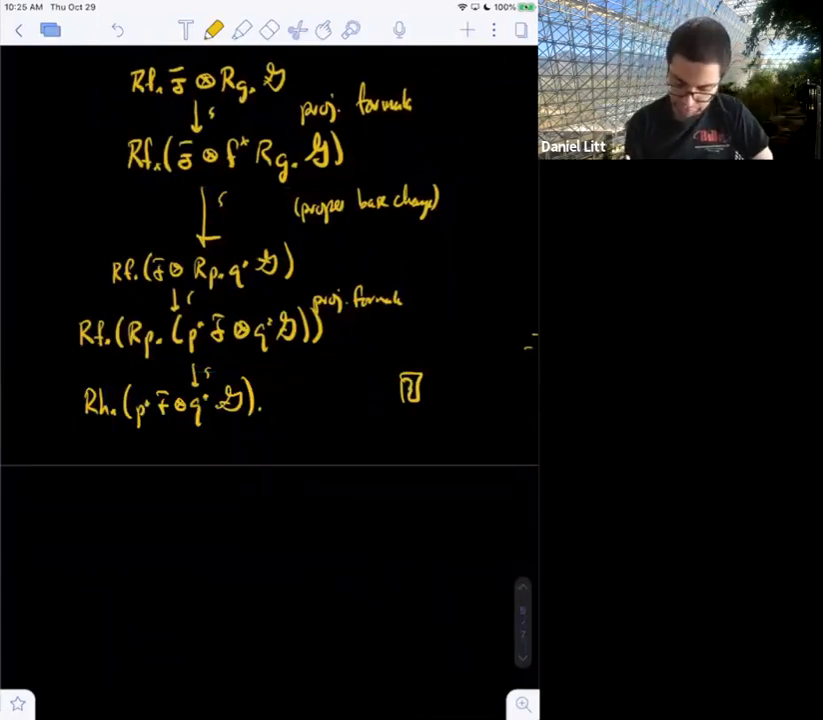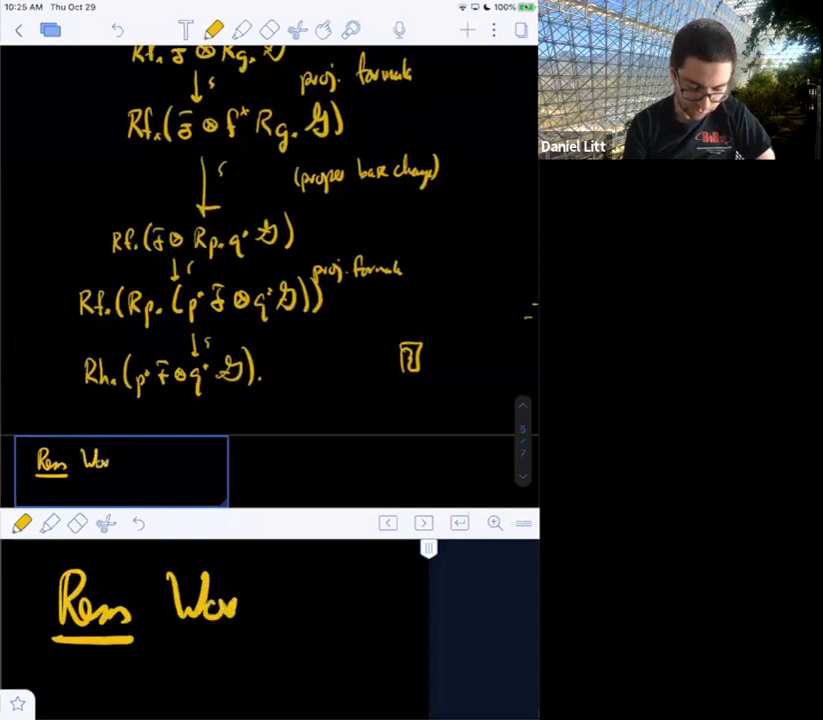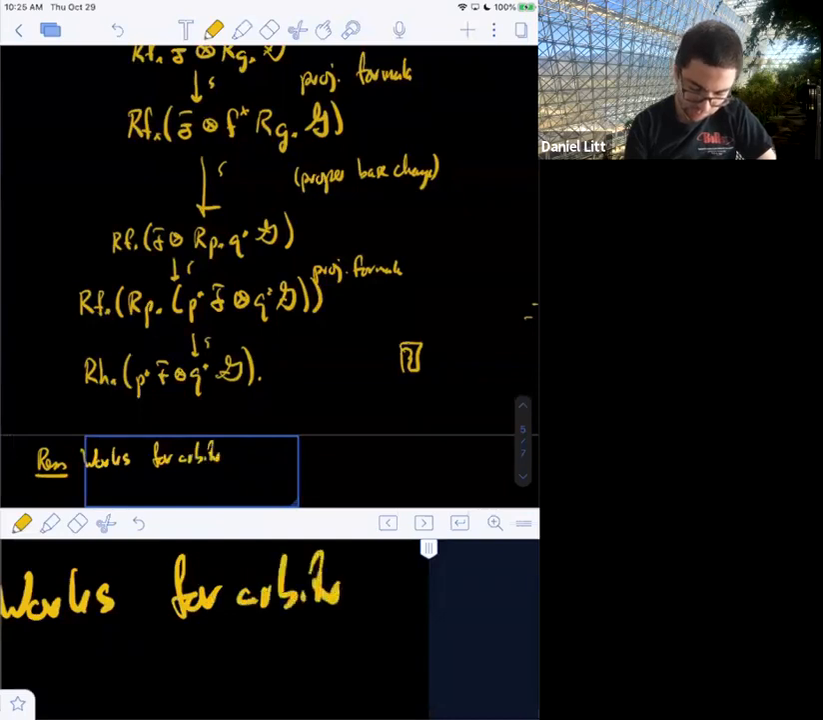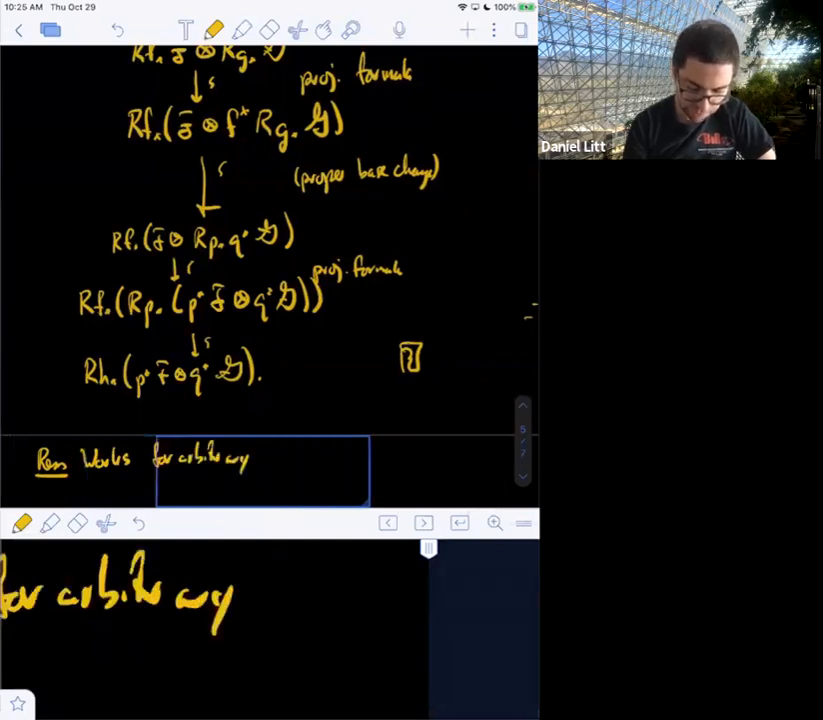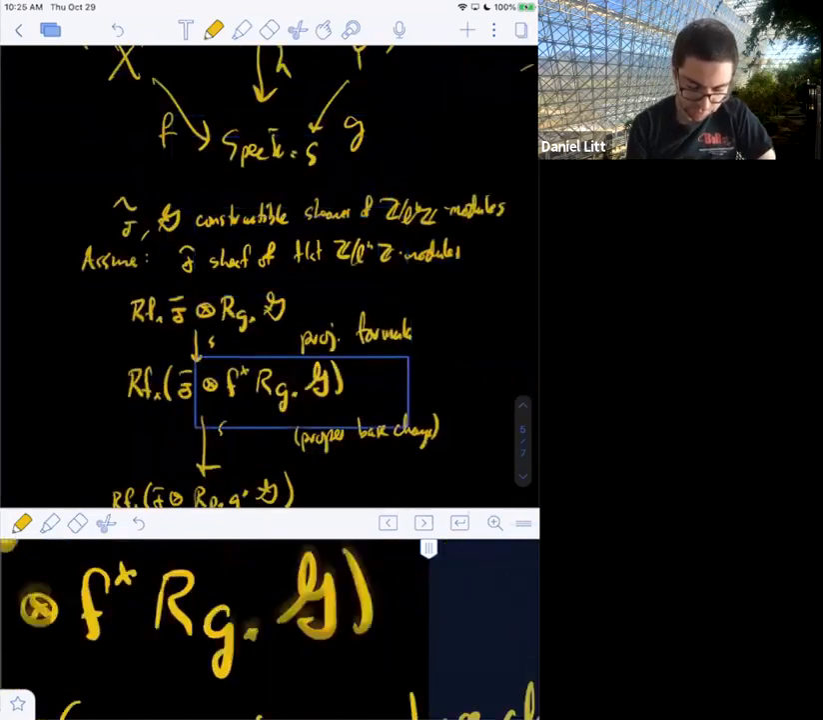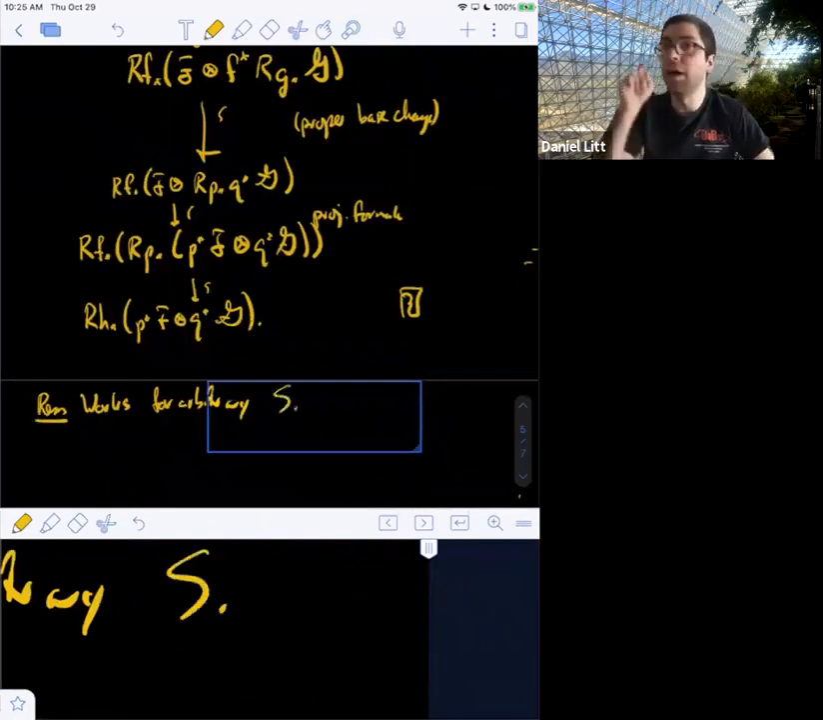So a couple of remarks. We actually see that we don't really need that much. So this works for S, there are no hypotheses on S. So this works for arbitrary S. When I say S, I mean the base. So let's call this S, arbitrary S.